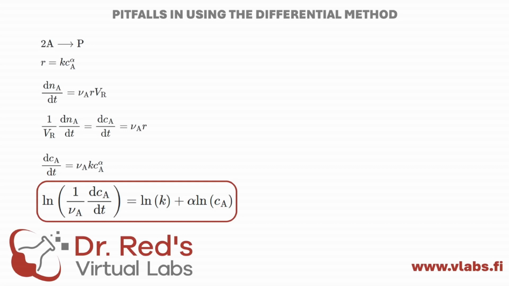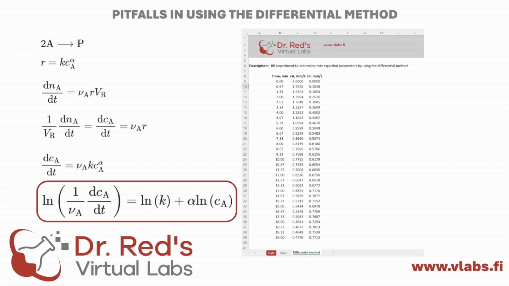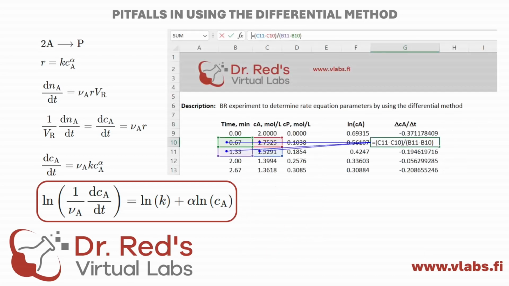Let's proceed with Excel for our calculations. Taking the logarithm of each measured concentration is straightforward. But what about the time derivative? For simplicity, we approximate this by taking the difference in concentration between adjacent data points and dividing by the time gap. Whether you calculate this forwards or backwards in time, note that you'll end up with one fewer data point than you started with. Next, log transform the derived values.